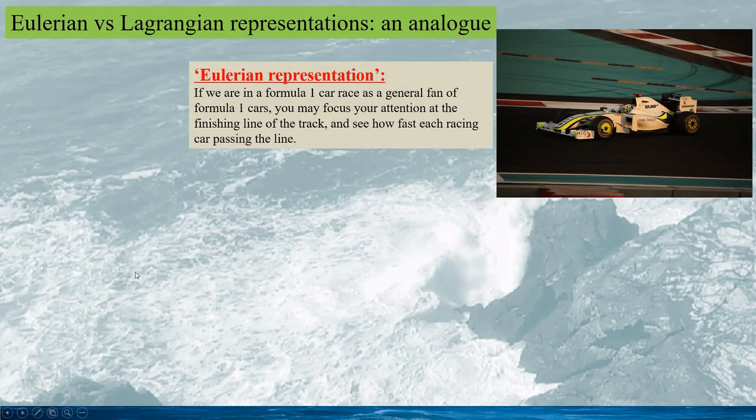Here, an analogue is made for the Eulerian and Lagrangian representations. Suppose you are in a Formula 1 car race. As a general fan of Formula 1 car, you may put your attention at the finishing line and see how fast each car passing the line. This is very similar to the Eulerian description of the fluid motion.